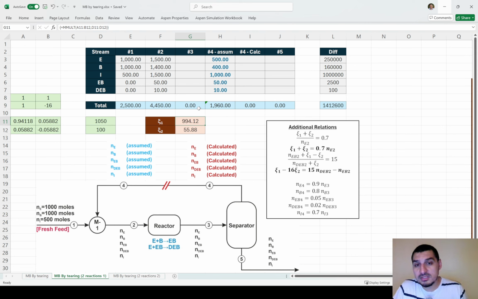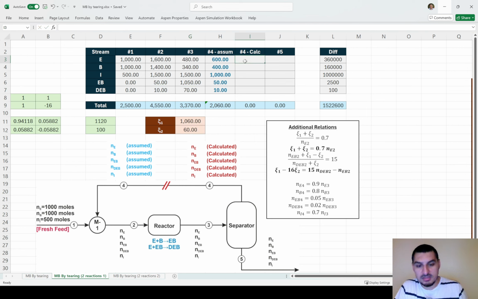The nice thing about this is that they will automatically be calculated based on the values that we have here. For example, if I assume this to be 600, this will be calculated accordingly. So there's nothing that you need to worry about. The numbers will be updated automatically, and you can use these now to calculate stream number 3. So I know that the ethylene is the ethylene in stream number 2 minus xi1 minus xi2. For benzene, it is benzene in stream number 2 minus xi1. For inerts, it's the same. For ethyl benzene, it is this plus xi1 minus xi2. And for diethyl benzene, it's in the feed plus xi2.